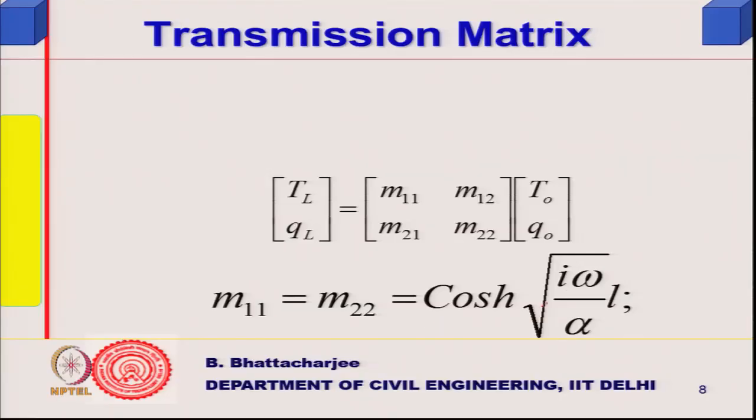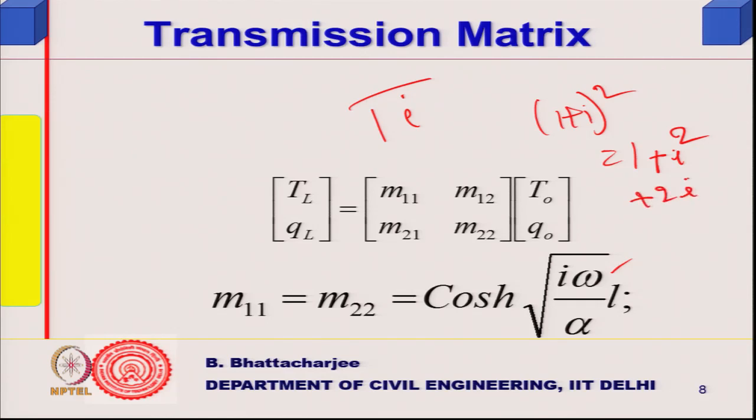M12 is equal to, replace S by i omega. Now, square root of i is interesting. 1 plus i square is equal to what? 1 minus 1 plus i square plus twice i, right. So, what is this i square?